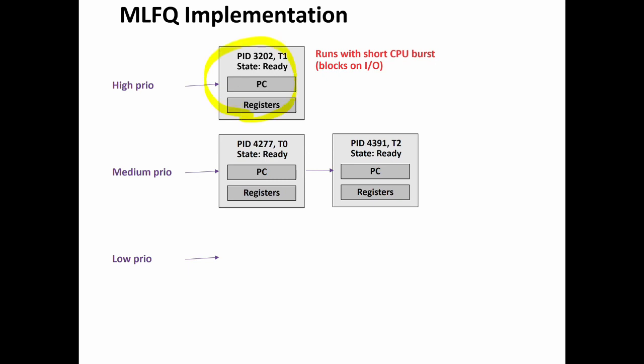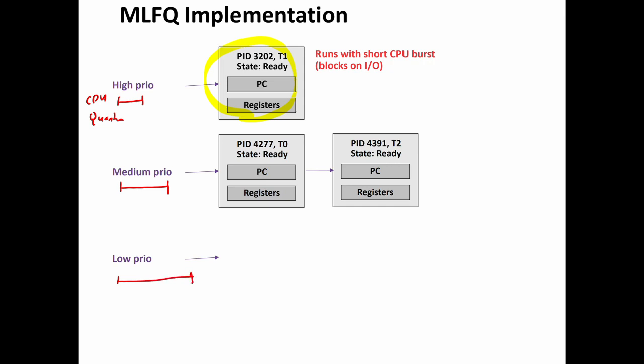thread runs with a CPU burst, meaning that you give him a longer CPU quantum. So if I look at, let's just draw this, for the high priority queue, the CPU quantum is say this much. Okay, this is the CPU quantum. And for the medium priority, you have a slightly longer one. For the low priority, you have an even longer one.